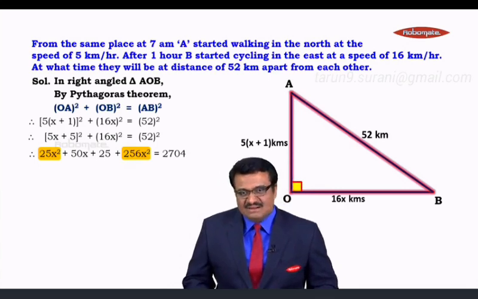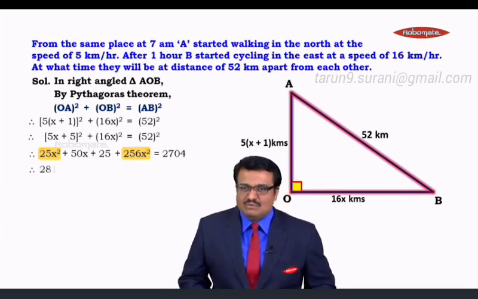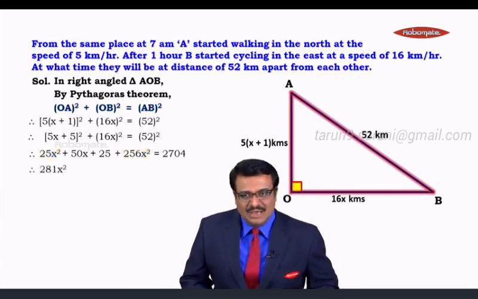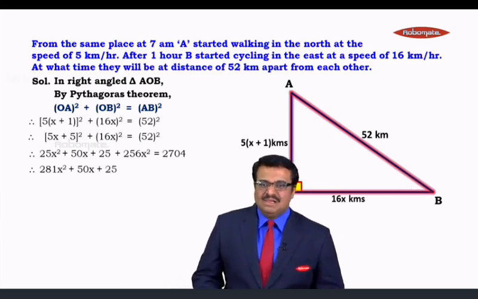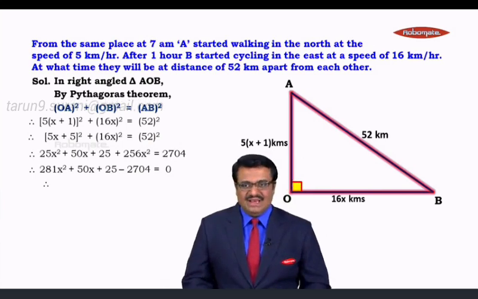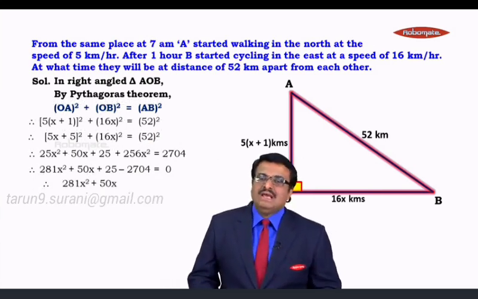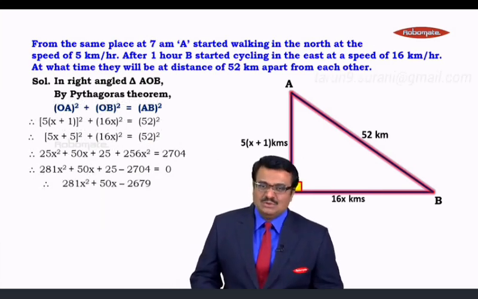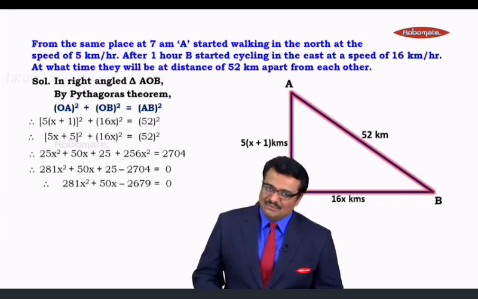So let us add the like terms. 25x square plus 256x square becomes 281x square, plus 50x plus 25 minus 2704 is equal to 0. So what we get is 281x square plus 50x minus 2679 is equal to 0.